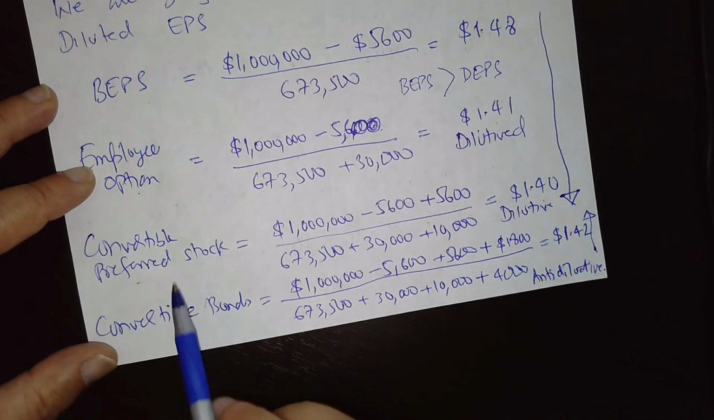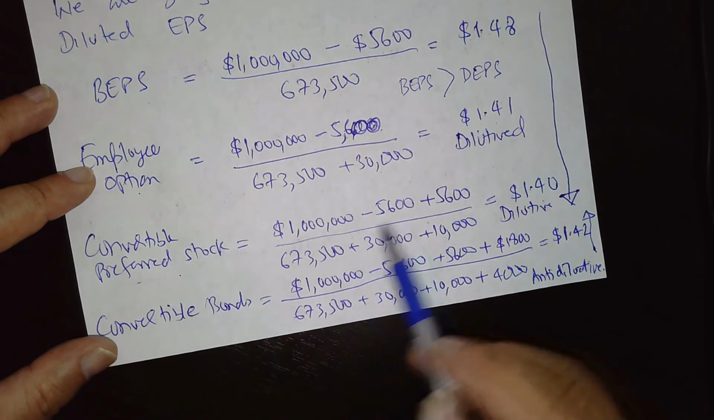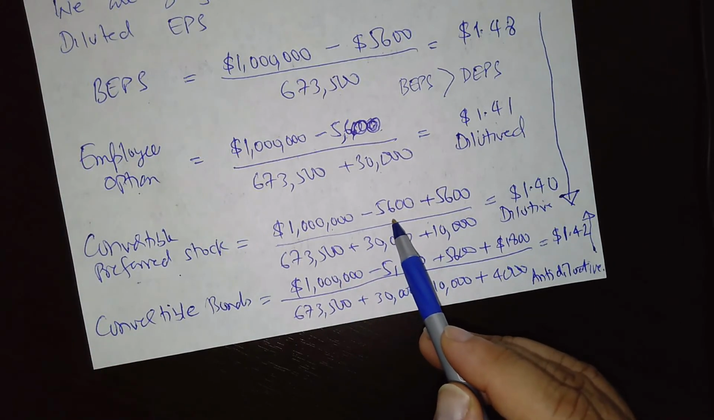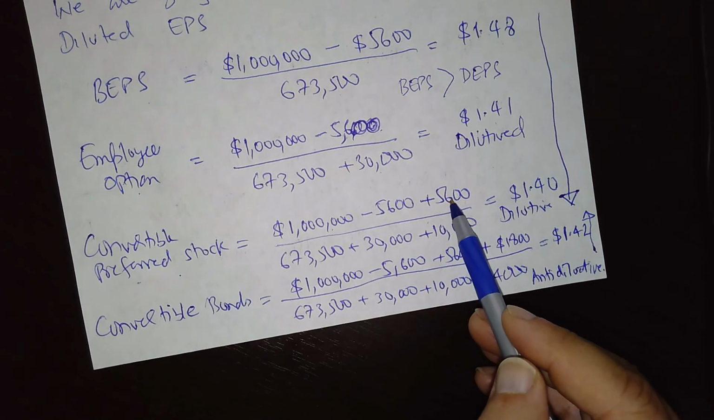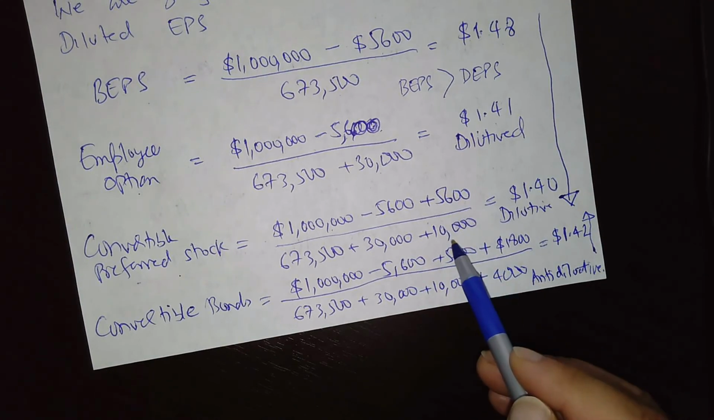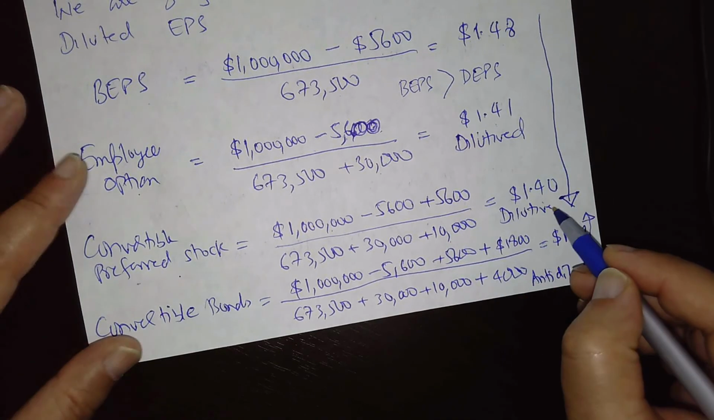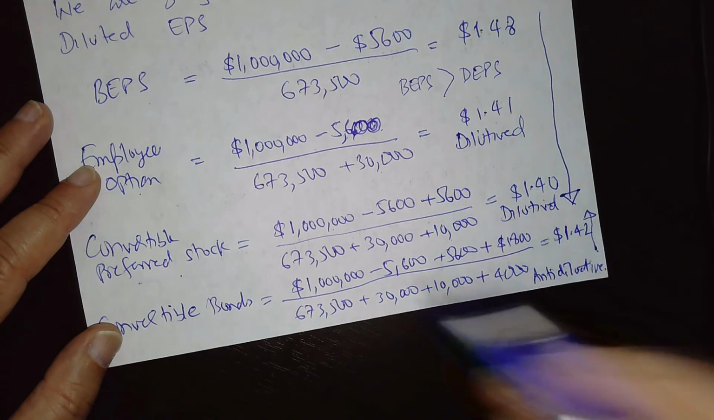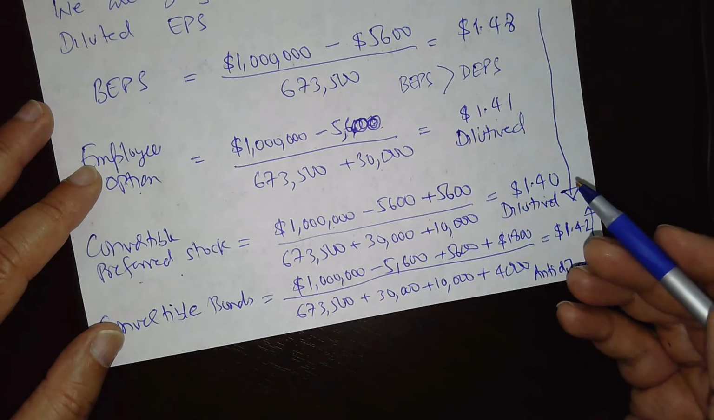The next one is convertible preferred stock. So when you convert the preferred stock, the 5,600 you have already paid, you have to add back. Once you add back, you also have to add the 10,000 common stock shares. So you calculate and your earnings per share are diluted again to $1.40.